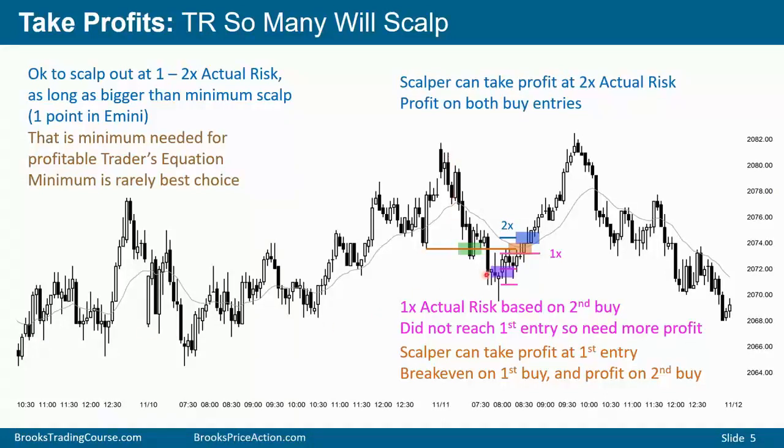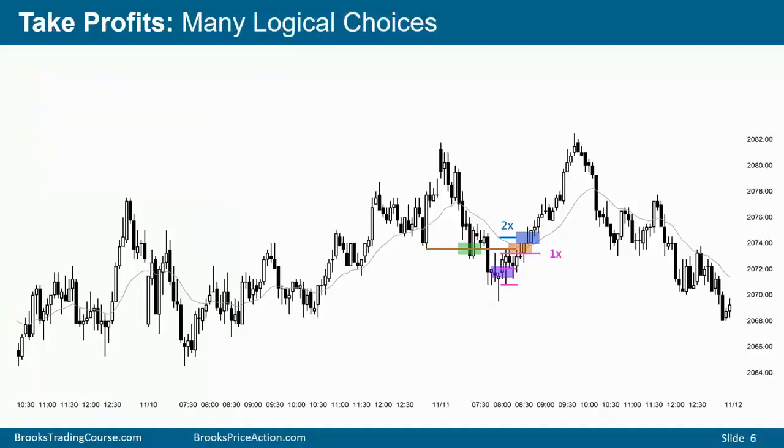Look at the size of the legs up and down. The swings are pretty big. Therefore, exiting with 1 point profit is not necessarily the best choice. Another alternative is to exit with 2 times actual risk. That's always a good decision. It's still relatively small given the size of these legs up and down.